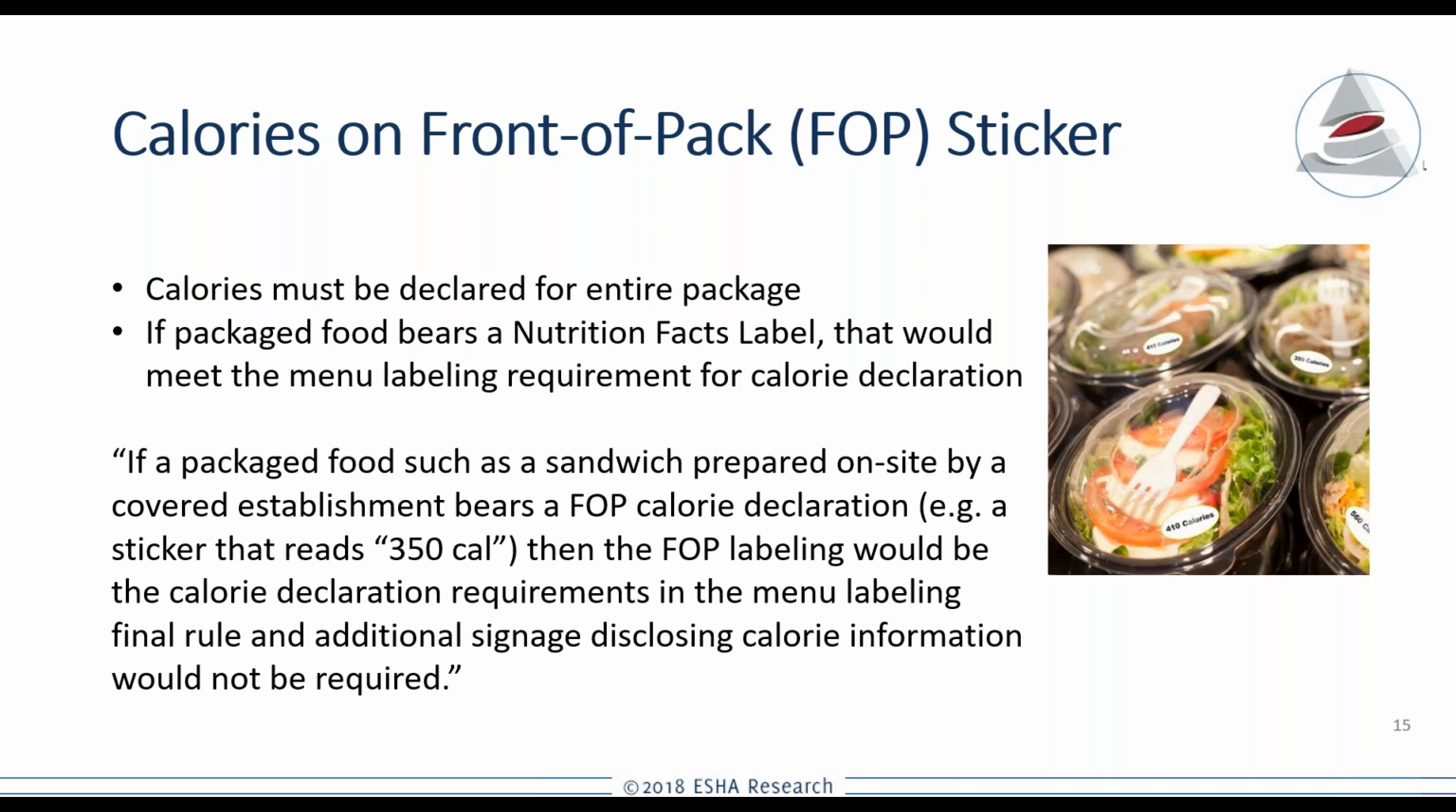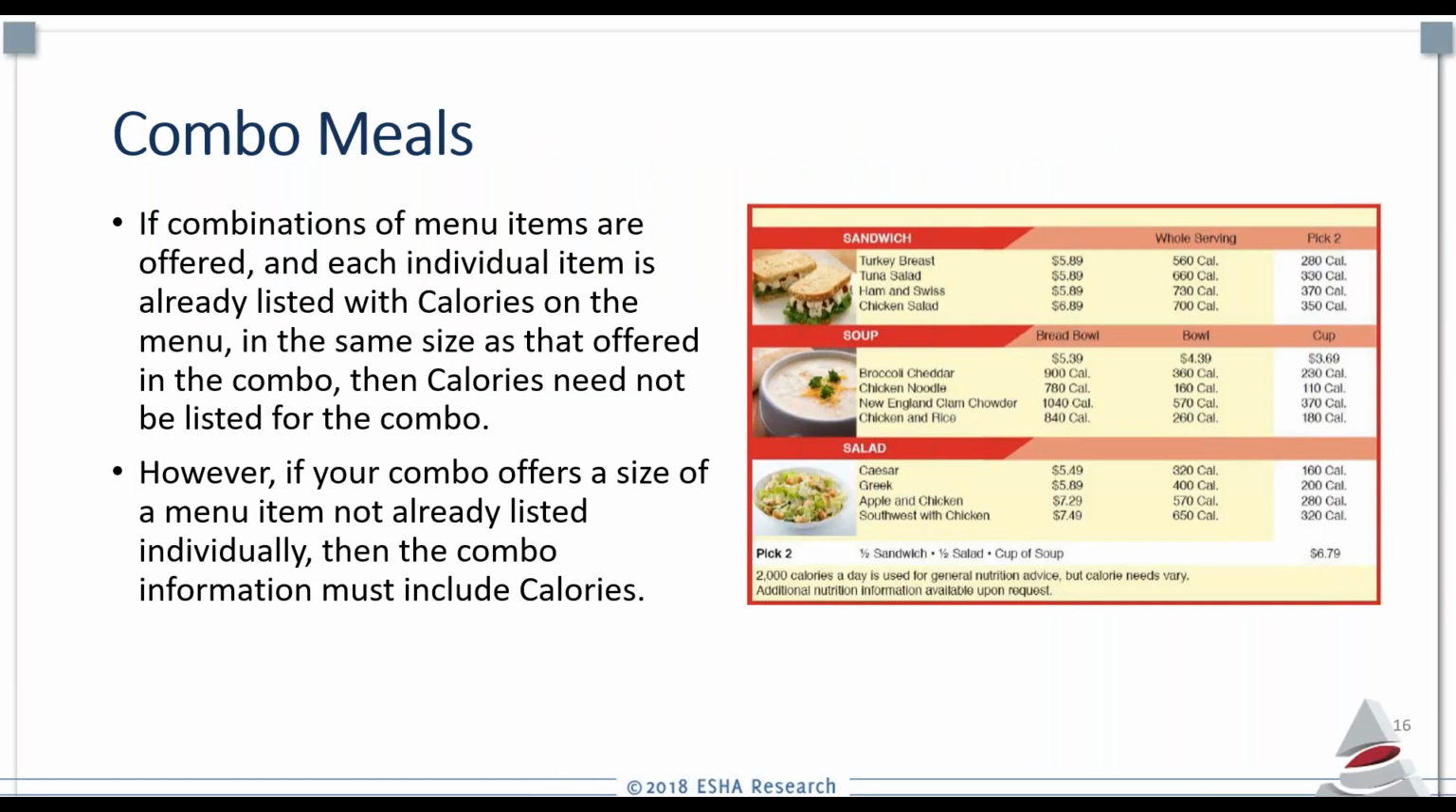A covered establishment can list calories on a sticker on grab-and-go items. If using a front of pack calorie sticker, the calories must be declared for the entire package, and this is in line with reporting calories for a full serving on a menu board. Nutrition facts labels can also meet the menu labeling requirements of grab-and-go foods.